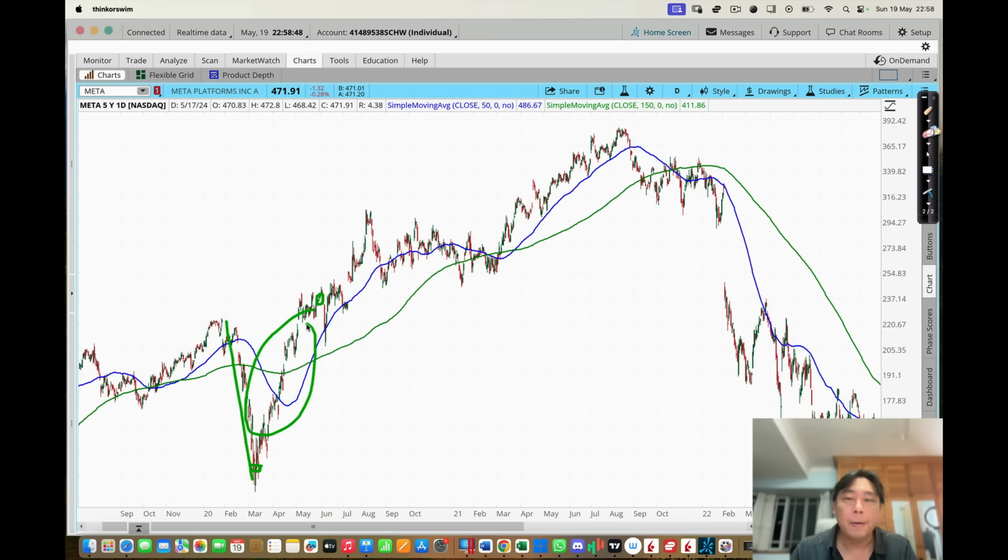And then when it crossed back, you would have bought it back there, and you would have missed out a lot of these profits. So the thing to understand when you learn any technique is to know when to use it and when not to use it.